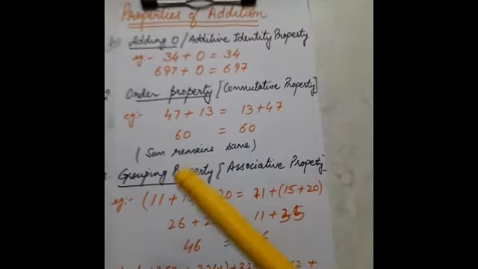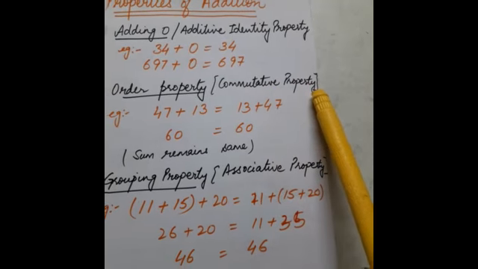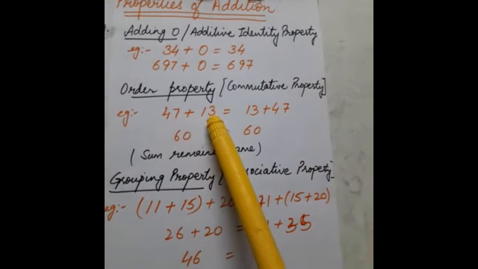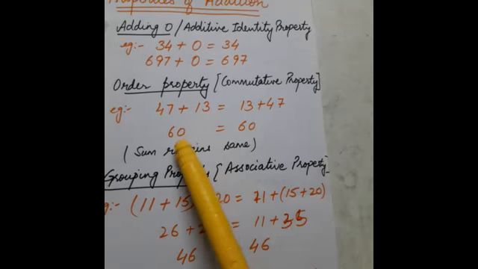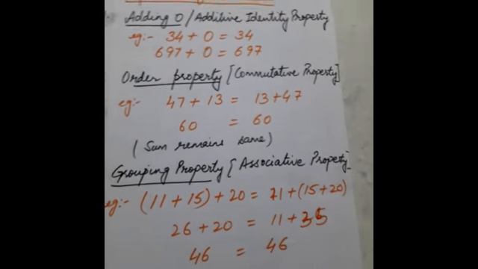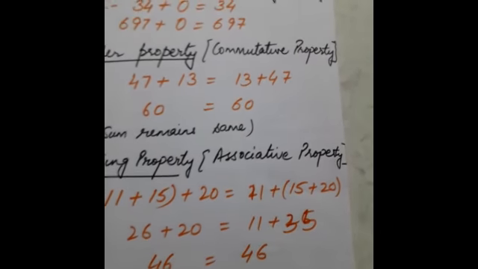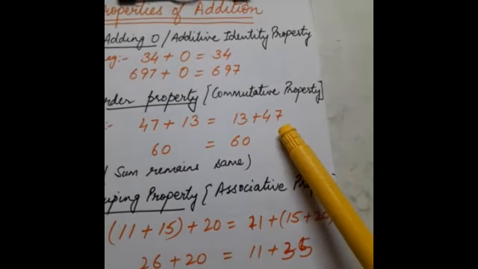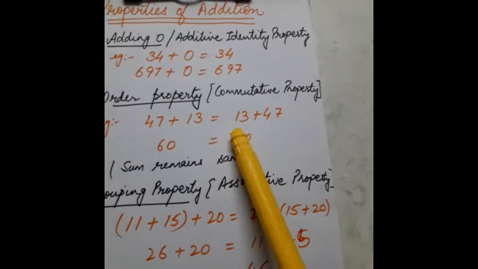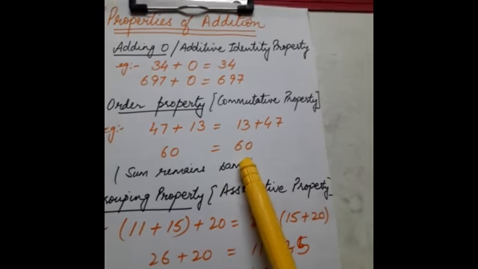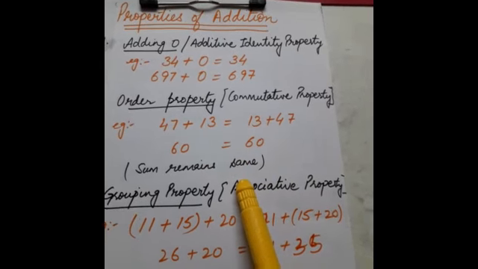Moving to the next property, that is order property, or its other name, commutative property. It means if you change the order of the addends, the answer will be the same, meaning the sum remains the same. For example, 47 plus 13 is equal to 13 plus 47. Let us verify this. 47 plus 13 is equal to 60. 13 plus 47 is also equal to 60. So if you change the order of the addends, the sum remains the same.